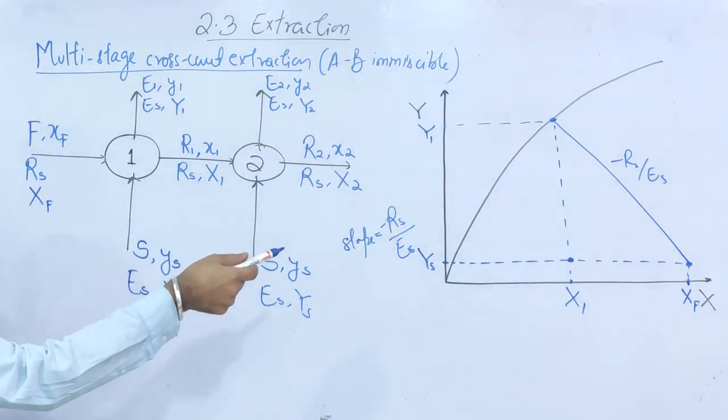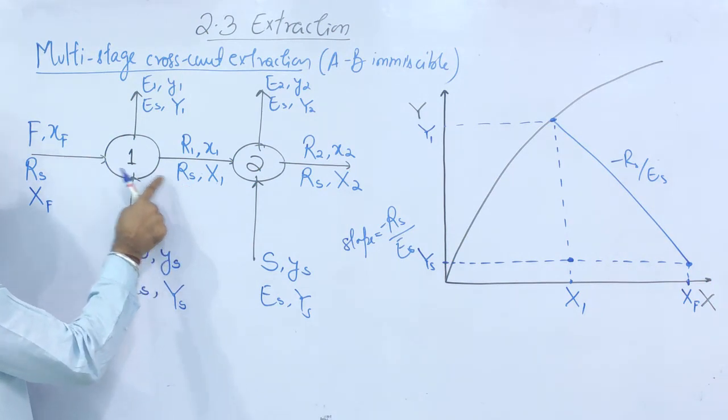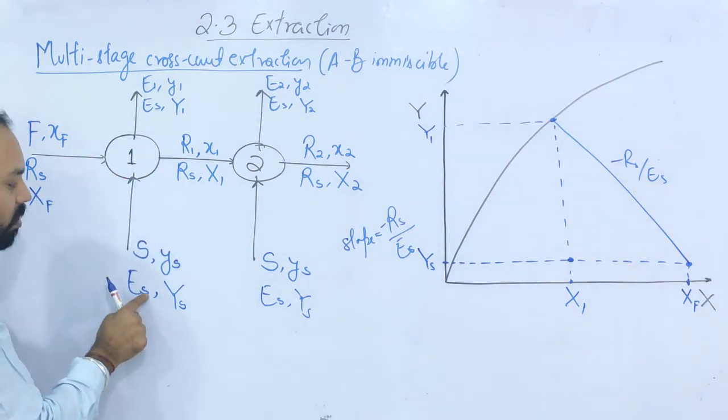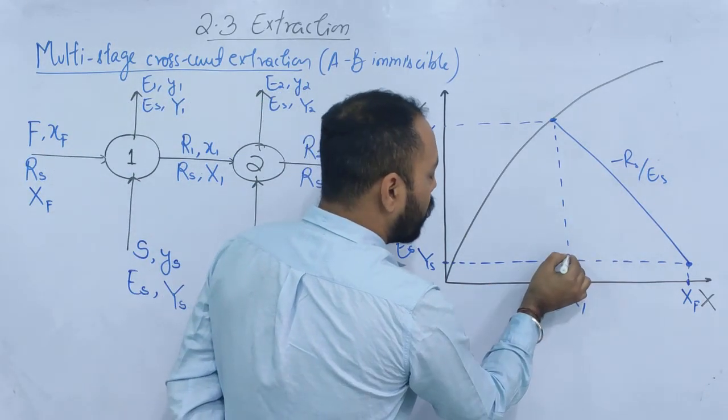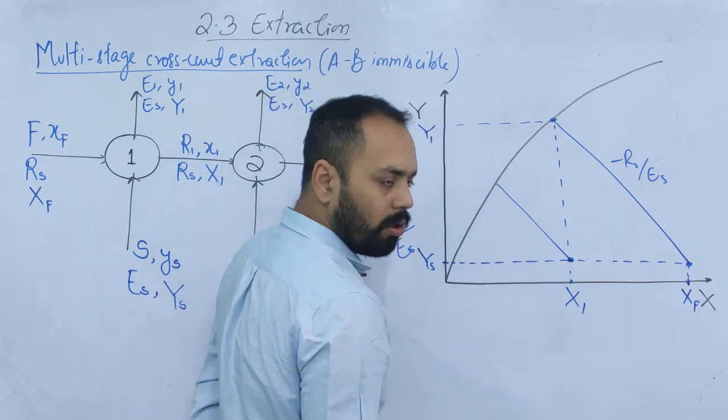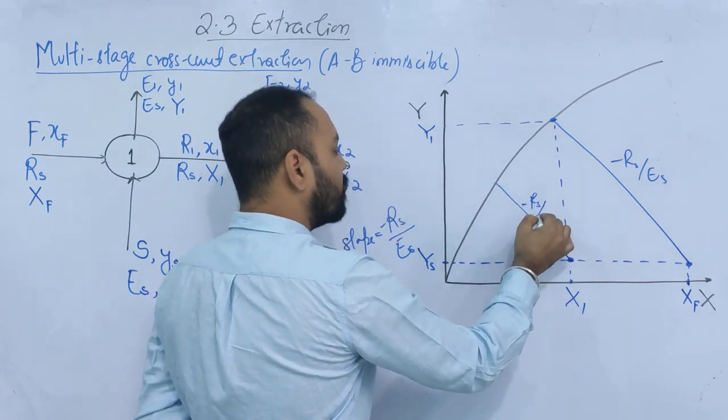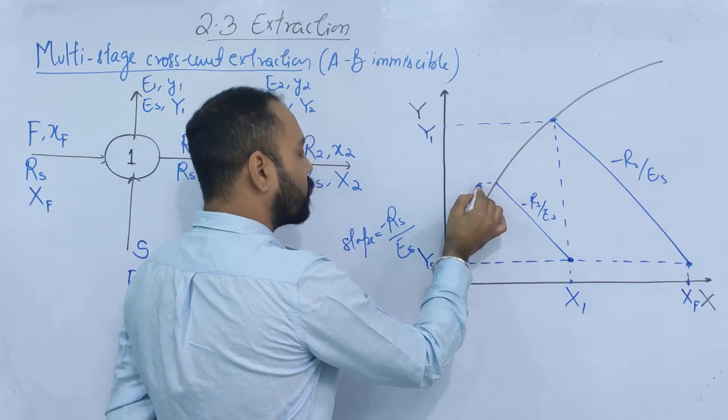What is the slope of this? What can you say about the Rs? This Rs and this Rs won't change, and I'm using the same solvent flow rate, so Es is also the same. So minus Rs by Es remains the same, and therefore you should make a parallel line, again having a slope of minus Rs by Es.